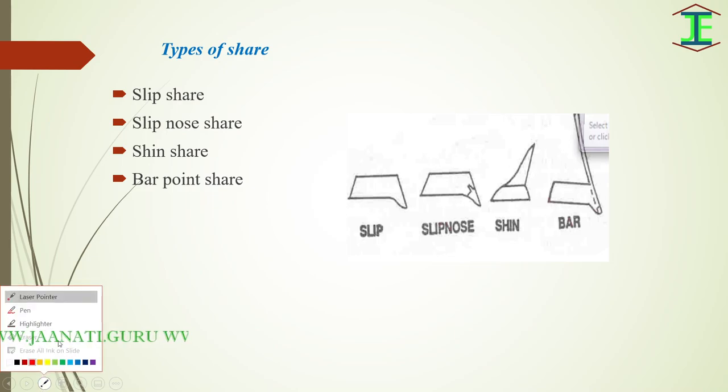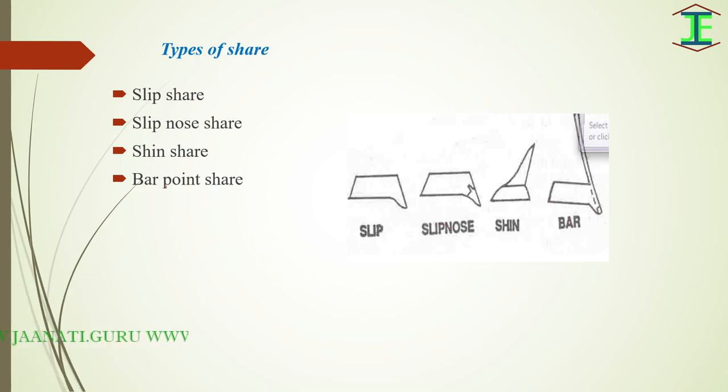Slip share. This slip share is a one piece share. So there is no other element fixed to the slip share. This is a one piece share, which is the common type of share. Slip share is mostly used by farmers.